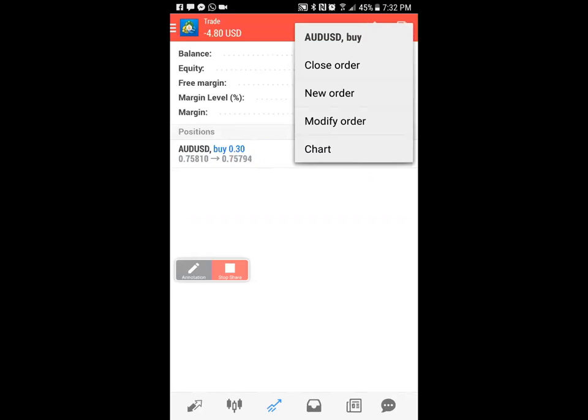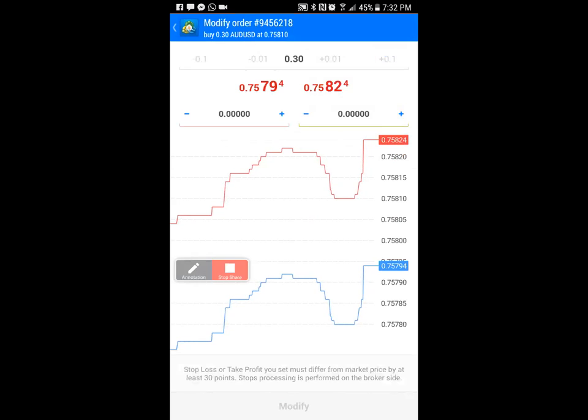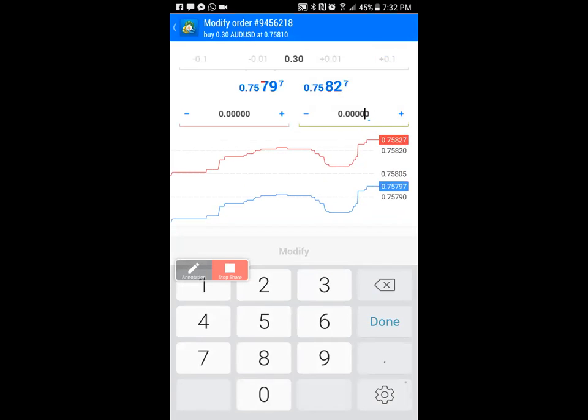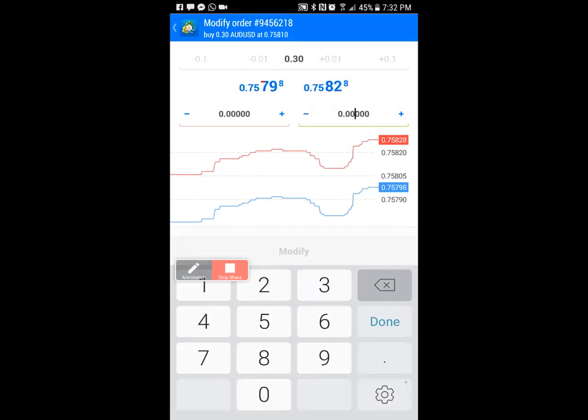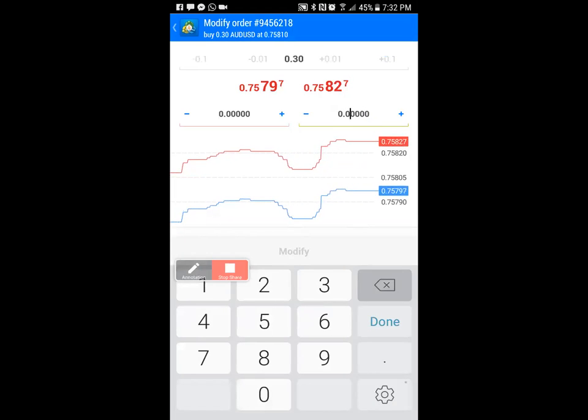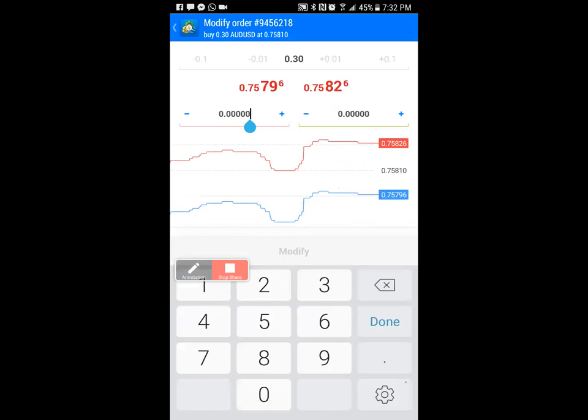So after you write down your entry price, you hold down the trade and you go to modify. Everybody see where my numbers are moving now? So write this down. On the right, with the green line below it, is where you plug in your take profit. Everybody see that? And to the left, where the red line is, is where you plug in your stop loss. Make sense?